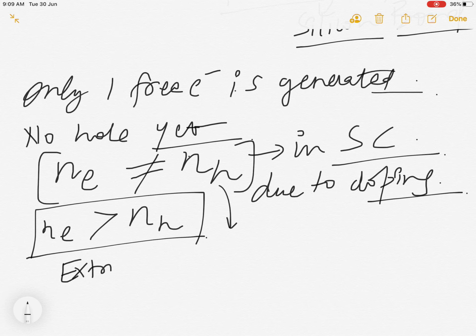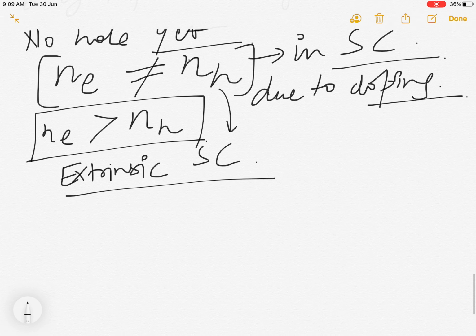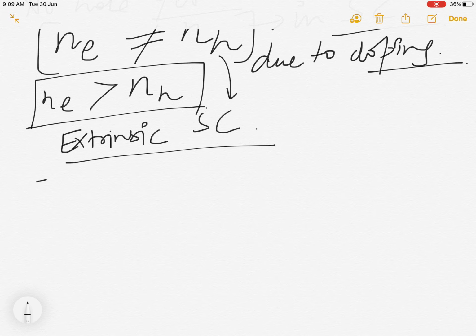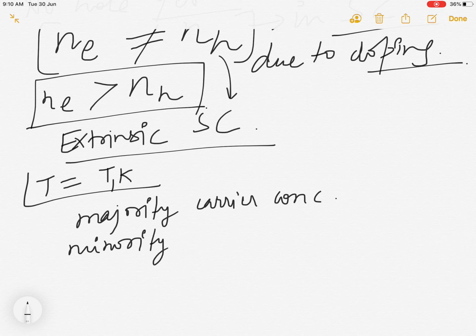So we talk about now extrinsic semiconductor, right? Extrinsic semiconductor, let's talk about its equilibrium concentration. So at certain temperature T equals T1 Kelvin, there will be majority carrier concentration and there will be minority carrier concentration, right? So what is majority? जिसका concentration, जिसका नंबर ज्यादा होगा. minority वो जिसका नंबर कम होगा.